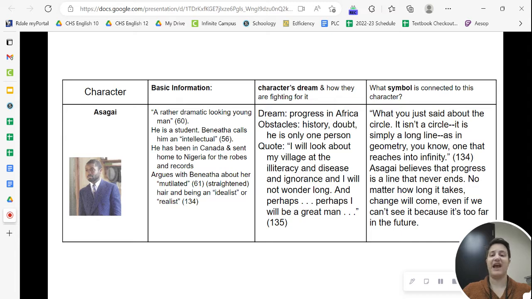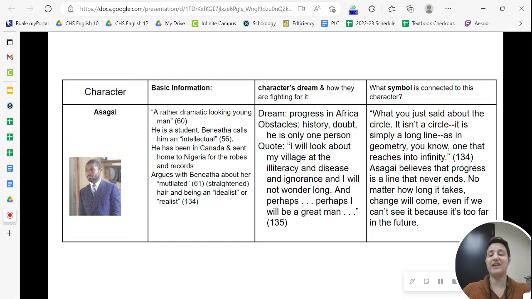Asagai wants progress in Africa, but some of the obstacles he faces are the history of Africa, especially with colonialism, doubt, and the fact that he's only one person. There's an example of a quote as well that helps show what his dream is. He wants to help his village in particular become better, get farther, become more literate, less disease, less ignorance. And then finally, a symbol connected to Asagai. In his case, there is the symbol of a line that goes on and on into infinity, which represents progress. Progress is always advancing.